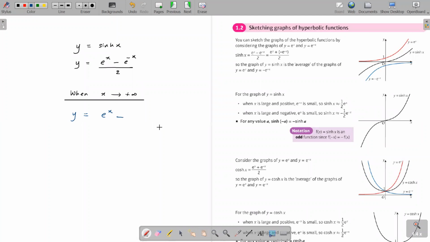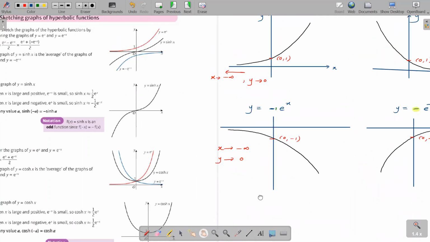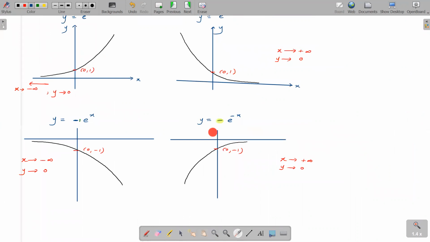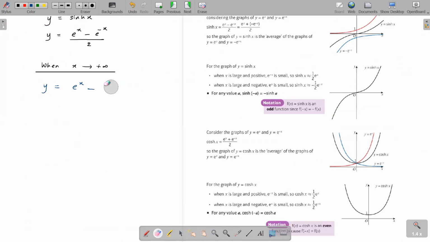But what about the negative e to the power negative x graph? Negative e to the power negative x, guys, this one, the fourth graph. You can see that as x approaches positive infinity, this value reaches zero. Can you see this value entirely reaches zero? So the negative e to the power negative x part becomes zero, divided by 2. That's why, as x reaches positive infinity, we reach half of e to the power x. All right, guys.